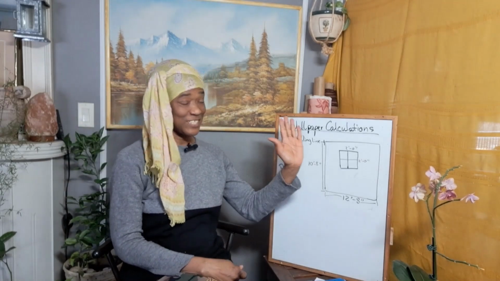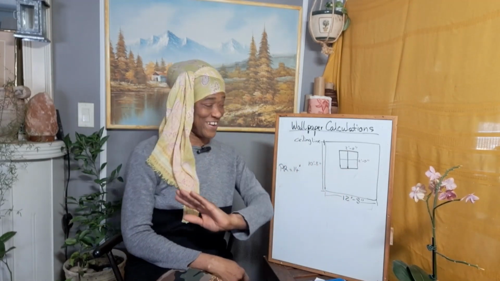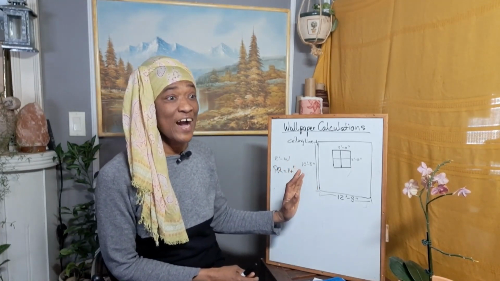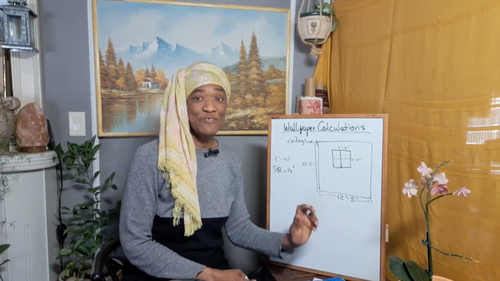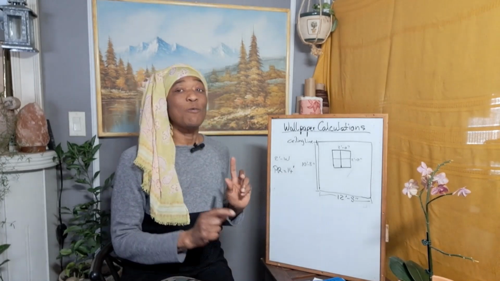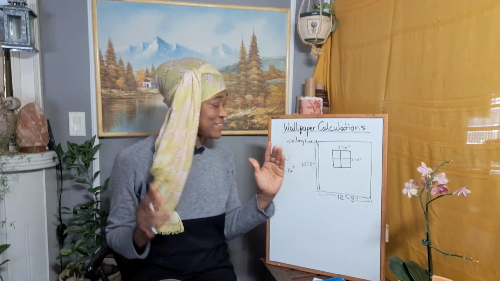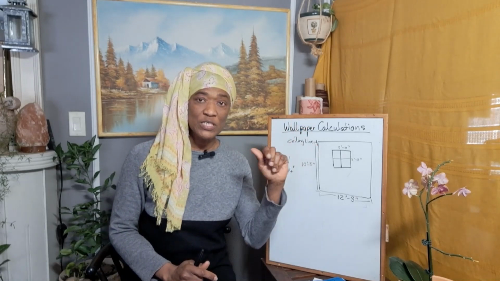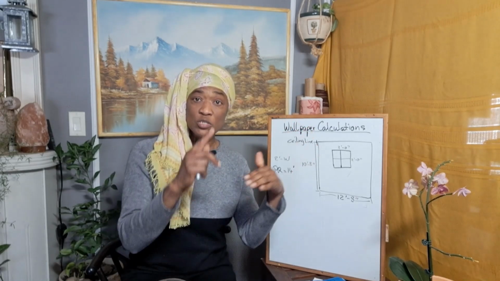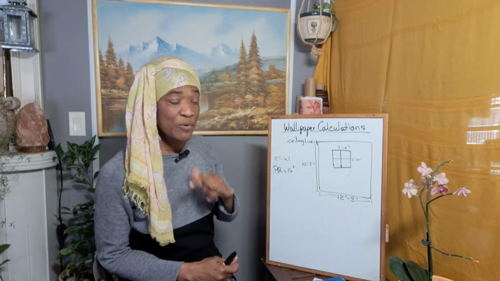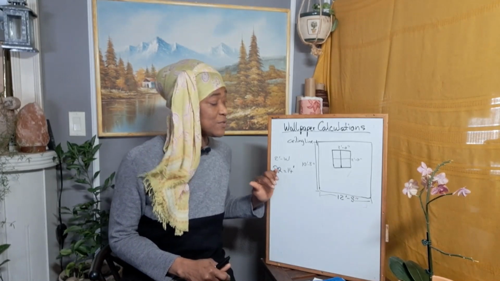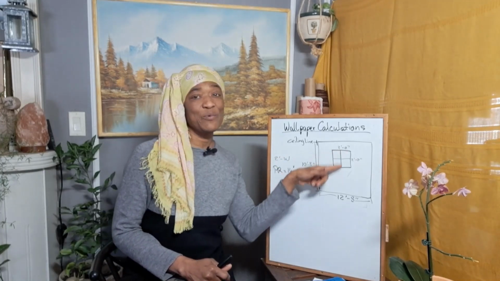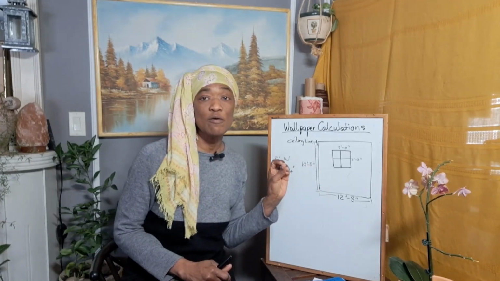So let's turn our attention to my trusty whiteboard. Our wall is 10 feet 8 inches high. The width is 12 feet 8 inches. Our wallpaper width is 2 feet, and our pattern repeat, I will link a video so you can check out what pattern repeat is and how to measure your pattern repeat on your wallpaper. But yeah, our pattern repeat is 14 inches.